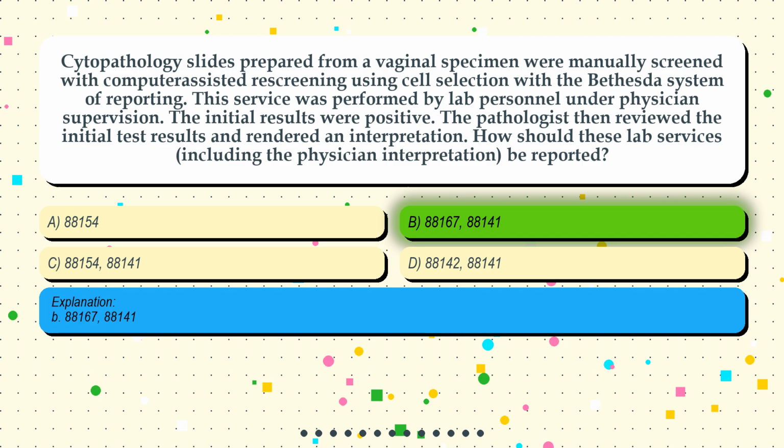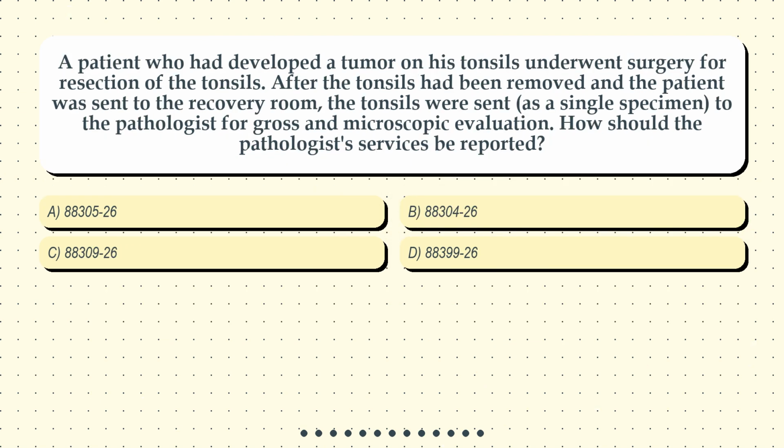Question 12. A patient who had developed a tumor on his tonsils underwent surgery for resection of the tonsils. After the tonsils had been removed and the patient was sent to the recovery room, the tonsils were sent, as a single specimen, to the pathologist for gross and microscopic evaluation. How should the pathologist's services be reported?